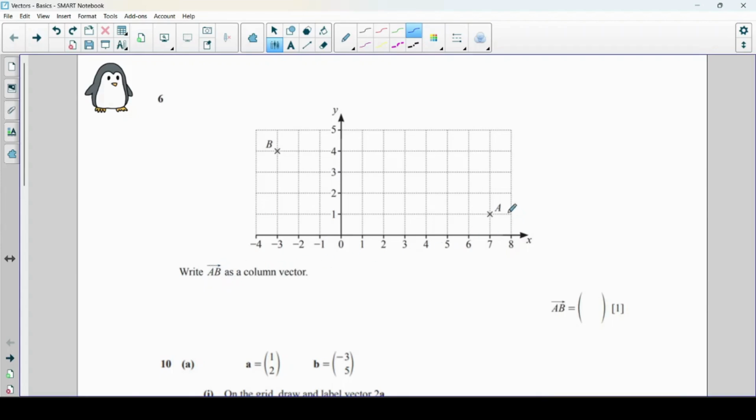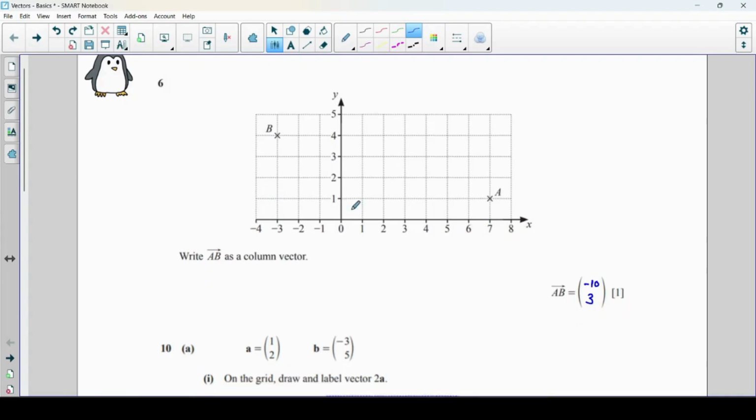We want A to B as a column vector. So the top number means how many right, the bottom one means how many up. So we're going to go 1, 2, 3, 4, 5, 6, 7, 8, 9, 10 left. So the top number is minus 10. And then 1, 2, 3 up, so that bottom number is 3. So minus 10, 3. We could also use the numbers on the axes to help us figure those out.